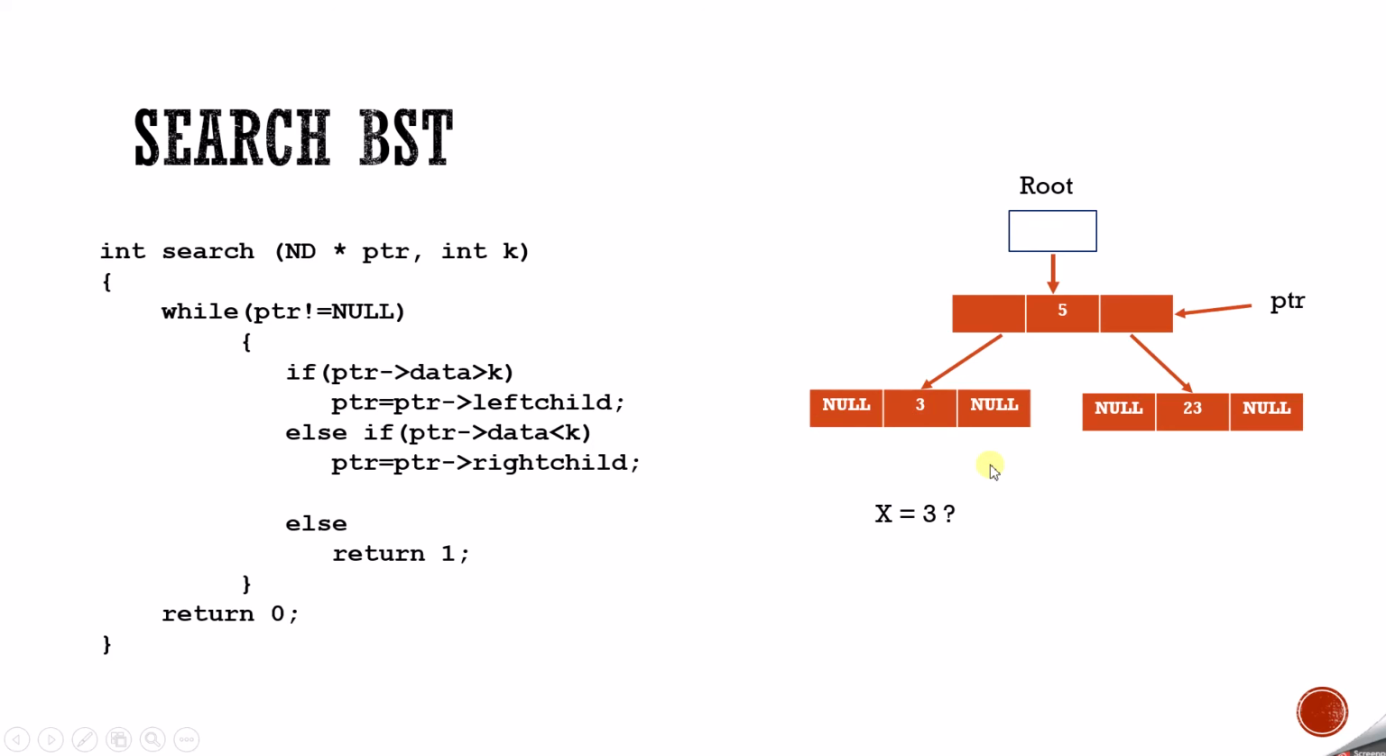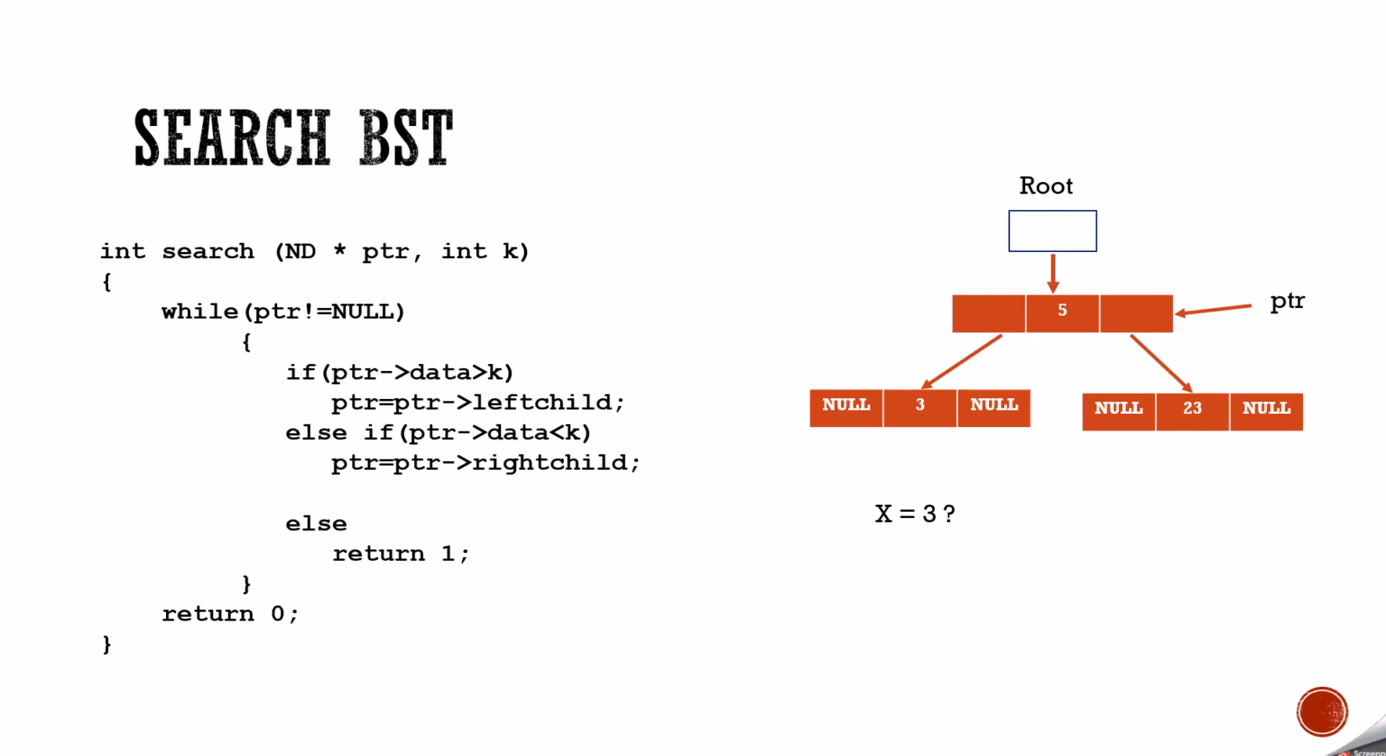Then it will check whether PTR arrow data is greater than k. No, my k is 3 and PTR arrow data is also 3. So it is not greater than, and it is not less than. So obviously it will come to the else part, that is it will return 1. 1 means my search is successful. Once it has returned 1, we will check the return value, 1 or 0, in the main function. If it returns 1, then we say the element is present. If it gets a 0 value, then it will say the search is unsuccessful.